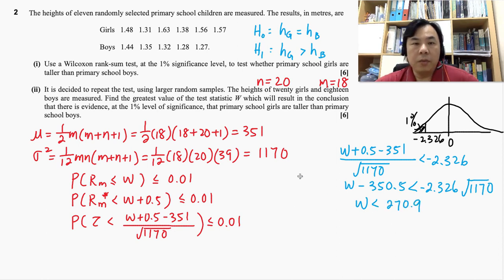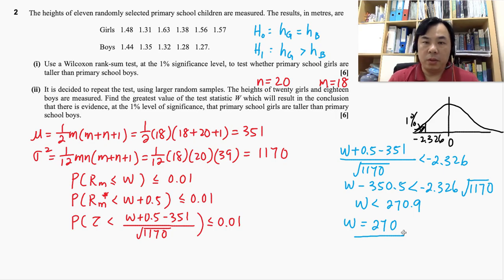270.9 there. Therefore, the maximum or the greatest value of the test statistics, because this is less than this, should be 270. Now that will be our greatest value of the test statistics to provide us with sufficient evidence at 1% significance level to suggest that the primary school girls are taller than the primary school boys there. Right. So I hope that is clear for this question.